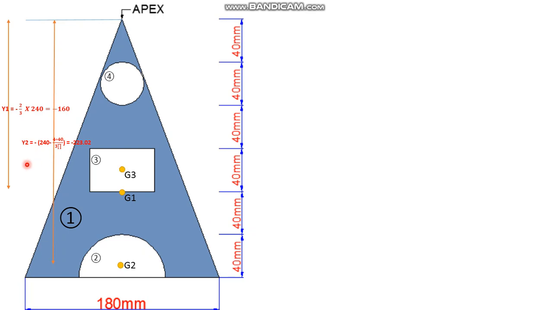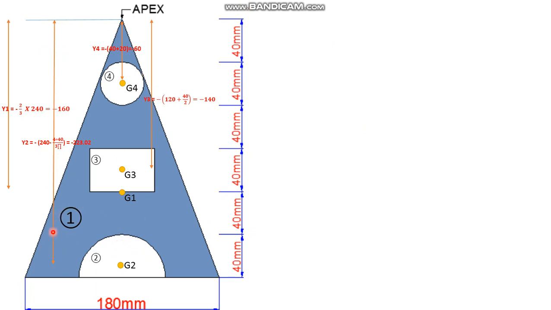Next, g3 is the centroid of the rectangular portion. From here up to here you have 120 plus 40 by 2, so you have minus 140 mm. This is y3. The centroid of the circle is exactly at its center point. Up to here you have 40 plus 20, so this is 60, which gives y4. So here you have taken the whole areas.